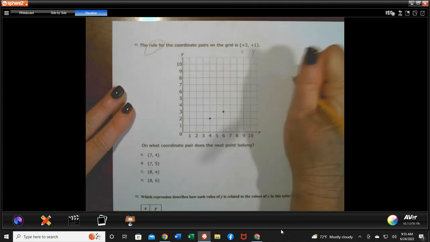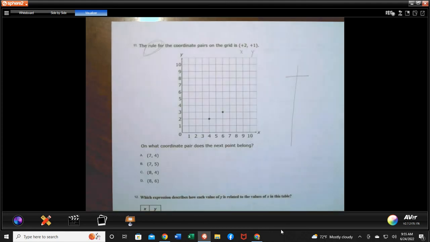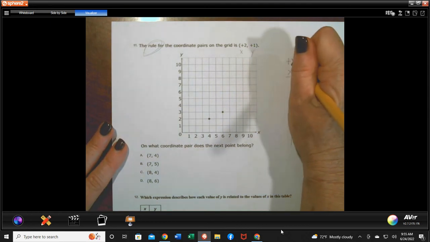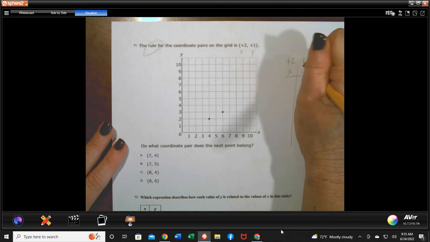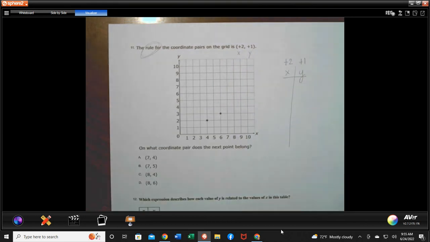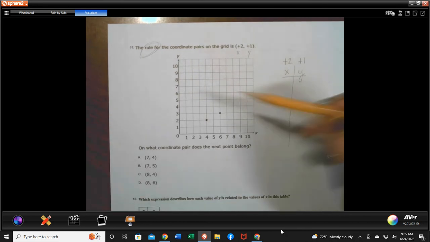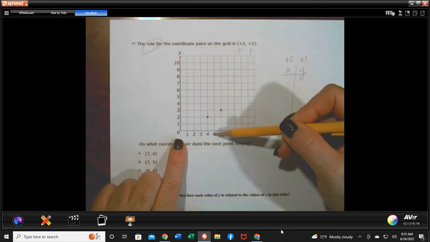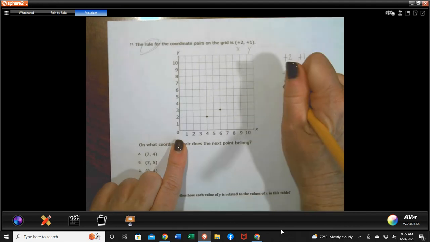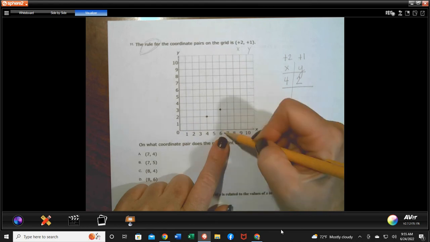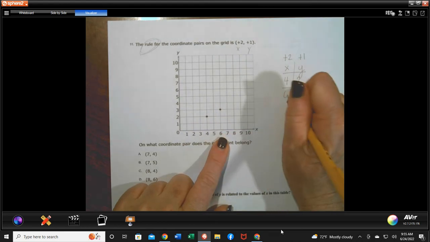That's where we flip over and use those T-charts. So we have our X value and our Y. The X rule is add 2. The Y rule is add 1. So I'm going to go ahead and plot what I have already on the chart. So the first ordered pair is located at 4, 2. All right. The second ordered pair is located at 6, 3.